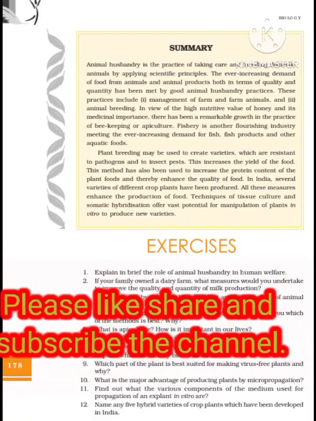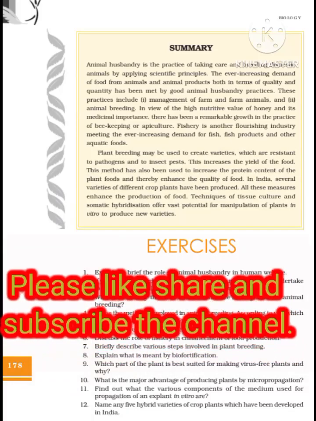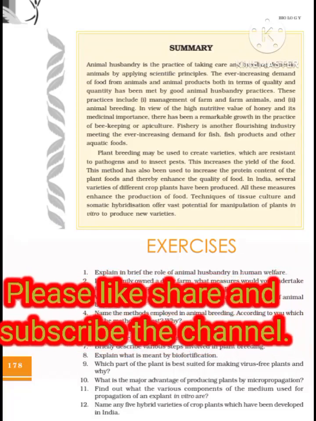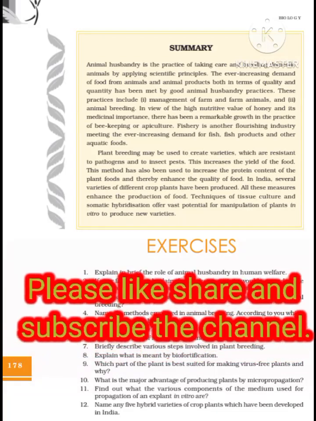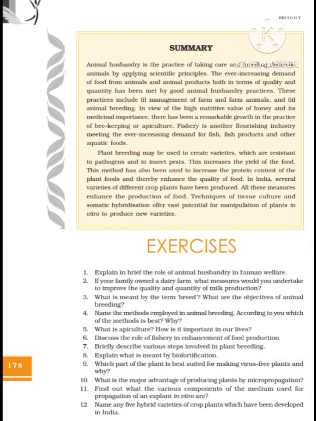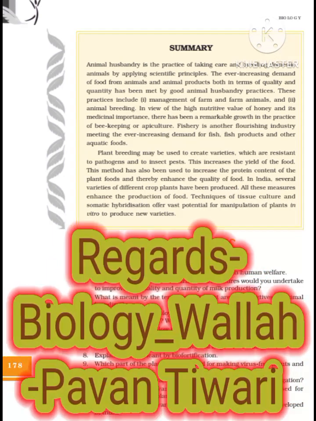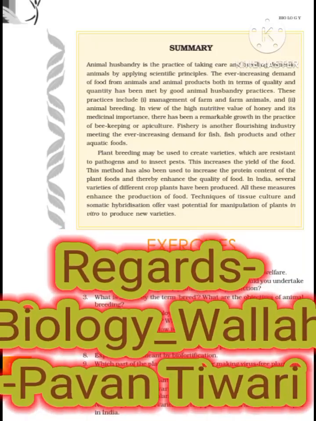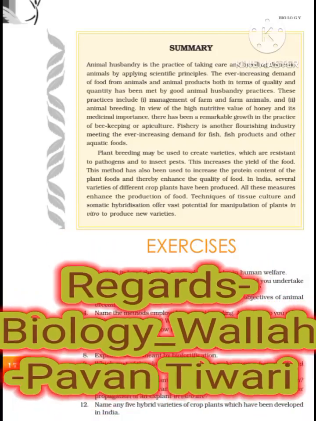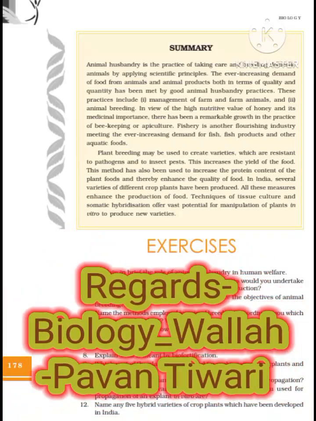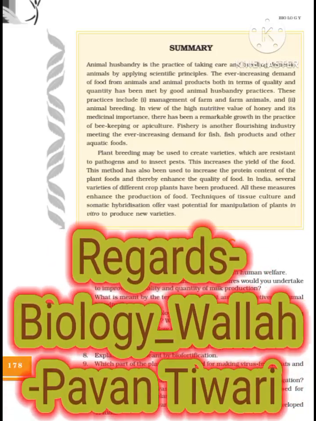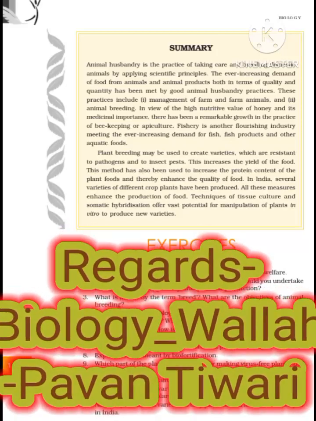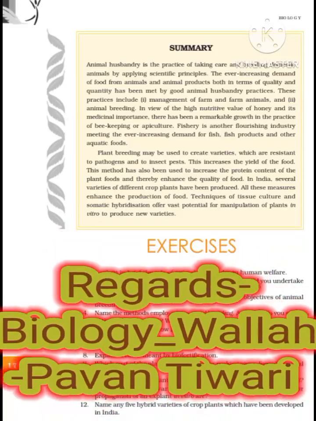Fishery is another flourishing industry, meeting the ever-increasing demand for fish, fish products, and other aquatic foods. Plant breeding may be used to create varieties which are resistant to pathogens and to insect pests. This increases the yield of the food. This method has also been used to increase the protein content of the plant foods and thereby enhance the quality of food. In India, several varieties of different crop plants have been produced. All these measures enhance the production of food. Techniques of tissue culture and somatic hybridization offer vast potential for manipulation of plants in vitro to produce new varieties.